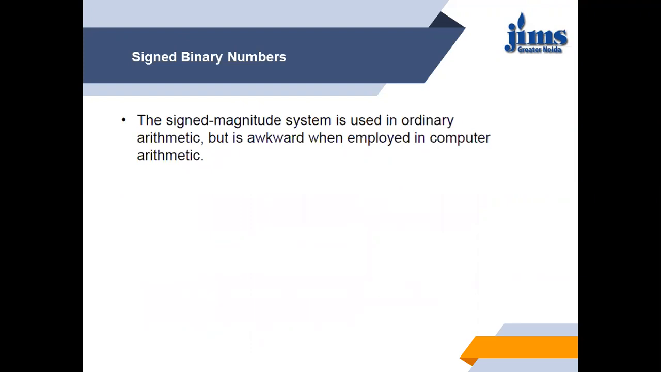Now we can conclude that the sign magnitude system is used in ordinary arithmetic, but is awkward when employed in computer arithmetic, because we have to look into the number and change its bits, positive and negative. Therefore, the signed complement is normally used in your computer.